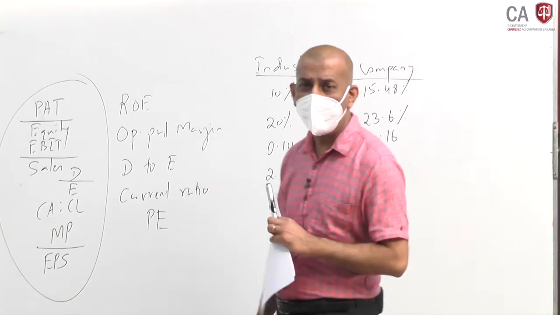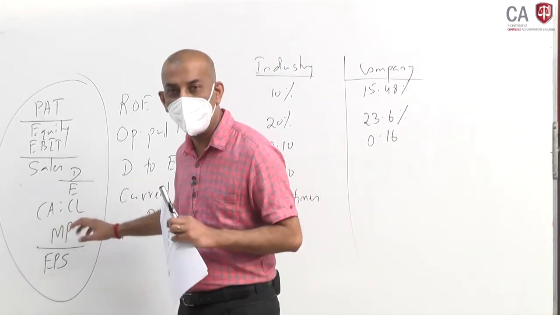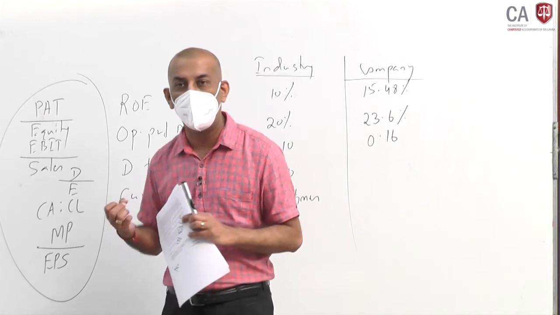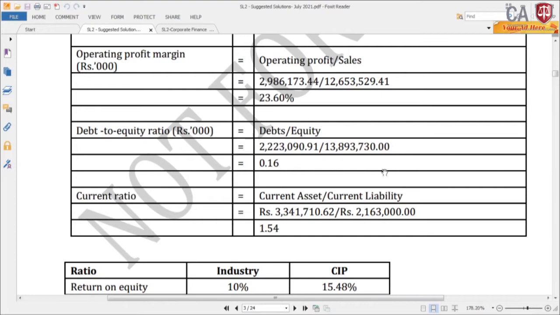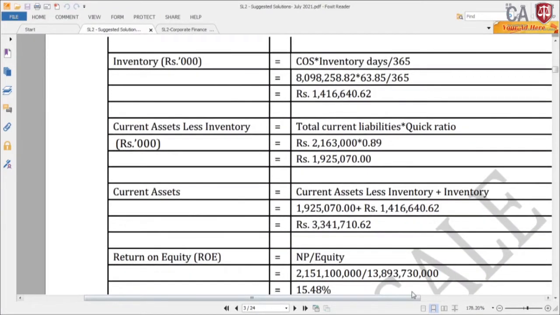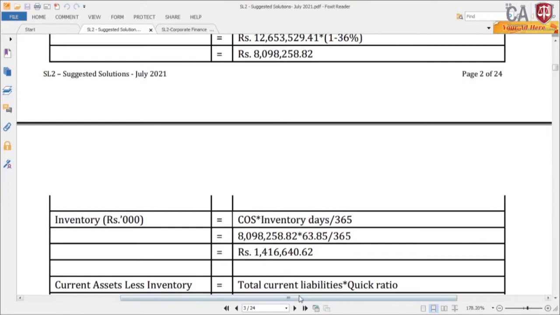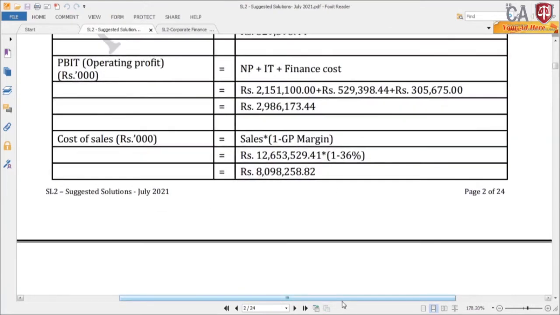Then the current ratio. As you know, the current ratio is between current assets and current liability. How much of current assets you have to meet your current liability. So current assets and current liability are for us to compare. We need to know that they have given you inventory days. So from the inventory days, you can calculate the cost of sales first, because they have given you the GP margin.